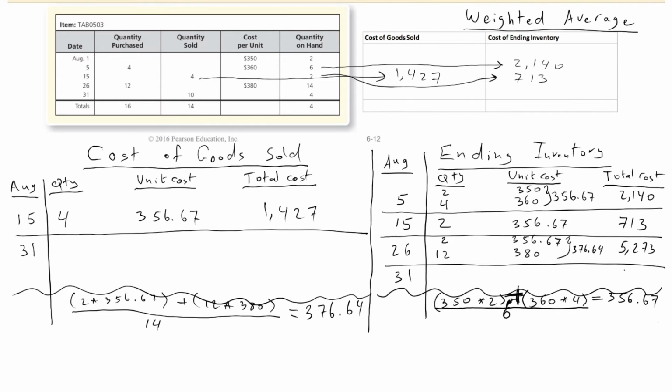All right. And then the next step is to look at August 31st. On August 31st, we sold 10 units. And the cost per unit is just the average that we just calculated. It's 376.64. If you multiply that by 10 units, your total amount would be 3,766.4.